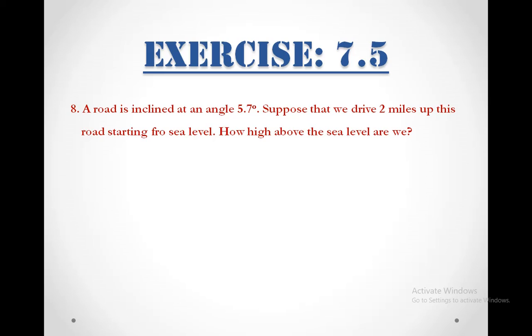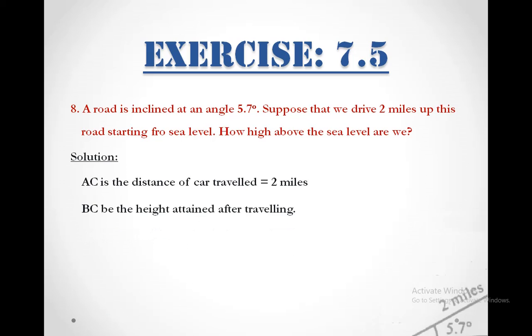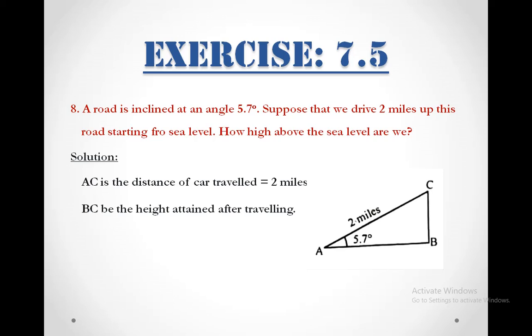Suppose that we drive 2 miles up this road starting from sea level. How high above sea level are we? The statement is simple. Let's go towards the diagram before we start our solution. The story of the statement is shown in the diagram: there is a right triangle ABC, the inclination is 5.7 degrees, and the distance traveled on this road is 2 miles. So, starting our solution, AC is the distance the car traveled, equal to 2 miles. BC denotes the height attained after traveling, which we have to calculate.